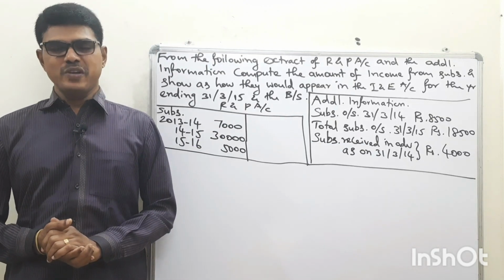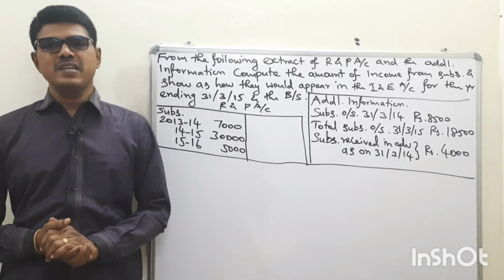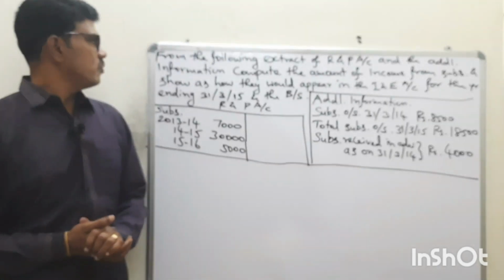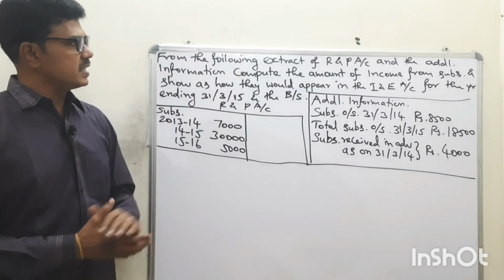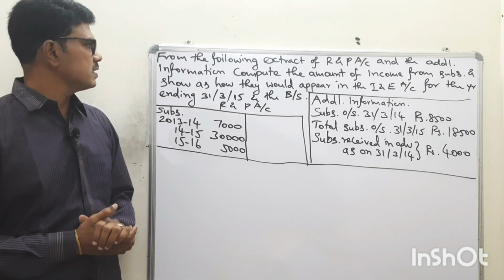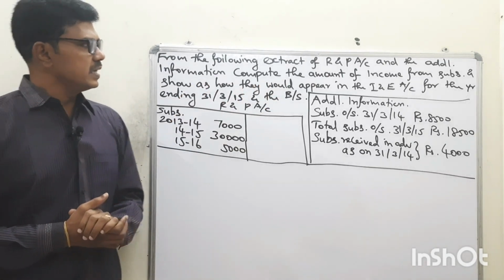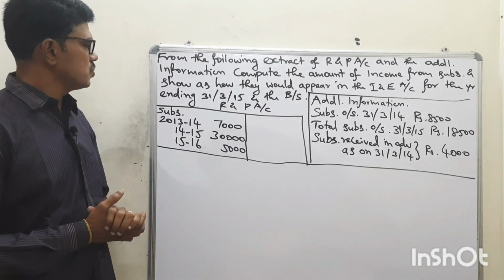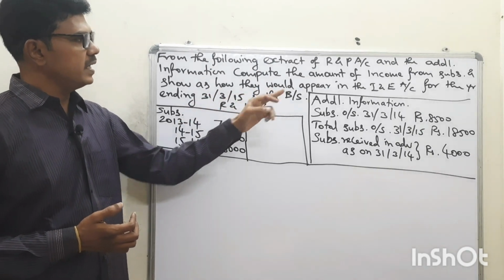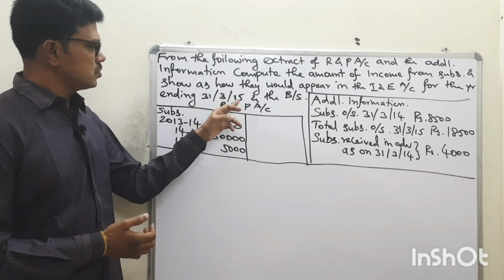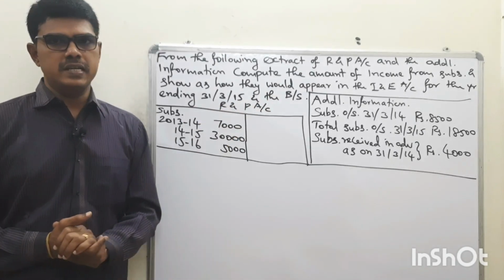Hi everyone, in today's class I am going to work out a problem in not-for-profit organization. Let me read out the problem first. What is given is, from the following extract of receipts and payments account and the additional information, compute the amount of income from subscription and show how it would appear in the income and expenditure account for the year ending 31st March 2015 and the balance sheet.